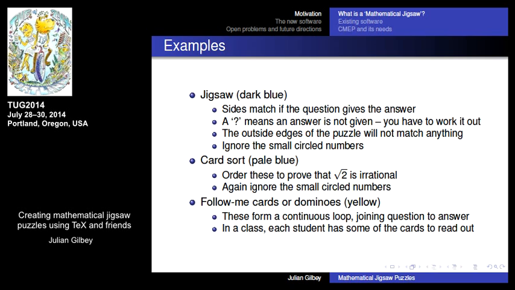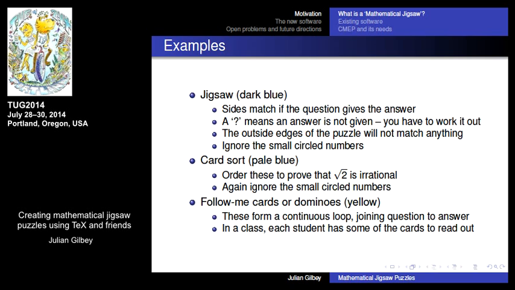So if you move to the table behind you, there are 3 paper-clipped bunches of things in there. There's dark blue triangles. That's a jigsaw puzzle. The sides match if the question matches the answer. So if there's a question 3 plus 2, then that would match a 5. A question mark on an edge means that there is no answer given. You've got to figure out the answer. But that's hard because it's a jigsaw puzzle, so you don't even know which question it goes with. By the time you've done everything else, you'll figure out which question it goes with. And to make it even harder still, the outer edges of this puzzle are going to make a big hexagon. The outer edges have got questions or answers which don't match anything.